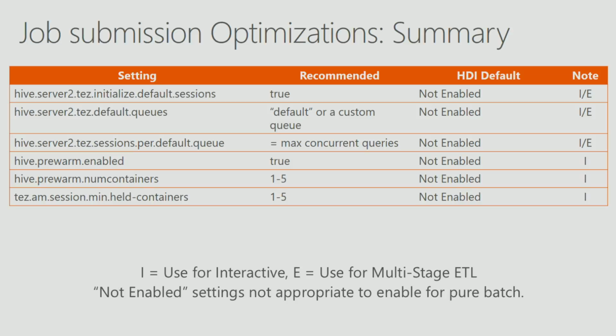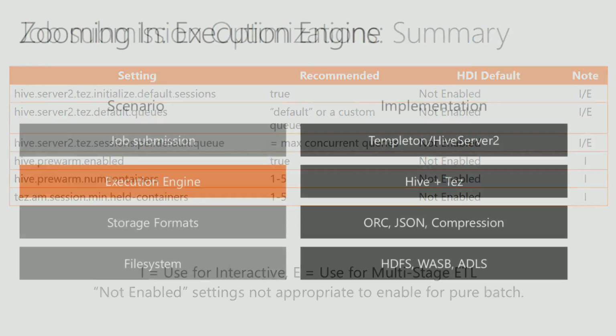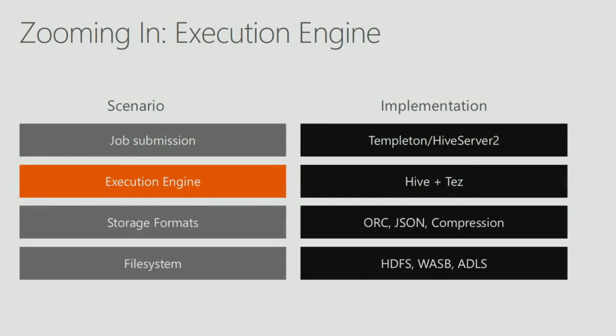Now it might be the case that when your query is running, more than 5 containers are needed. That's when it'll spawn more, but at least the 5 containers that are hot and ready to run can be used right away. Any questions? I know I'm going fast, but any questions? Okay. So we talked about the first layer, which is job submission, and we're going to go to the next one, which is the execution engine. At the execution engine layer, we're looking at the Hive and Tez optimizations.